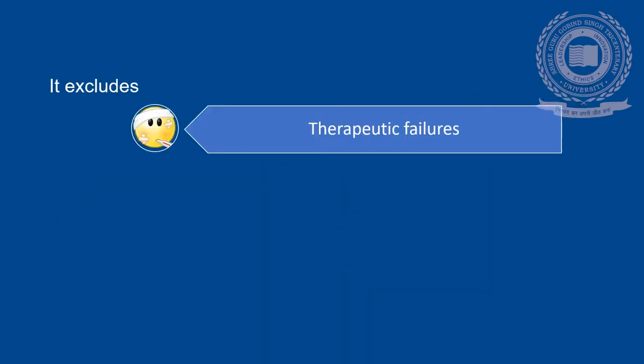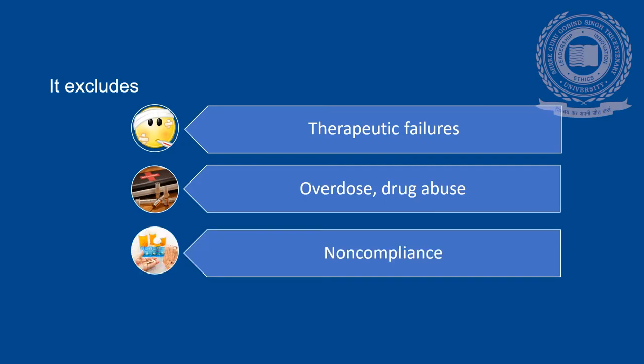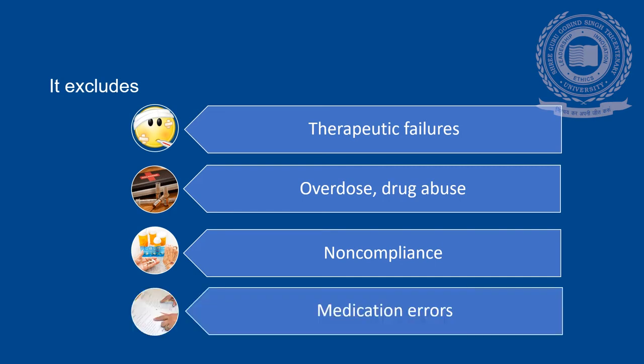It excludes therapeutic failures, in which expected drug effects do not occur following a prescribed pharmacological treatment; drug overdose or drug abuse, which could be either accidental or intentional; non-compliance, in which the patient doesn't follow the guidelines given by the doctor; and medication errors, which are any preventable event that may cause or lead to patient harm due to inappropriate medication, followed by wrong dose or administration.